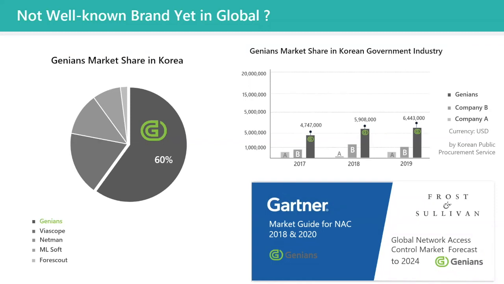So as you can see on the graph, Genian NAC covered over 60% in NAC market in Korea, plus in the field of the government area in Korea, Genian NAC solution almost conquered. Plus, Genian NAC has been already put on the list of both Gartner and Frost & Sullivan as well. With this experience, we definitely solve this prejudice shortly that you are worried in sales.